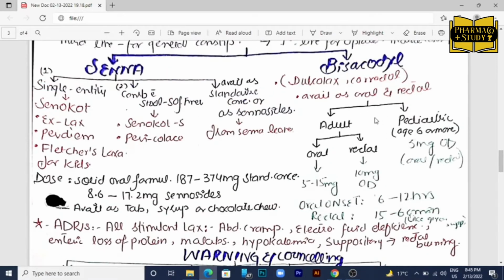Bisacodyl is available rectally, so obviously it will be in the formulation of a suppository. As we have seen in the case of the glycerin suppositories that they cause rectal burning, the same is the case with bisacodyl, it also causes rectal burning. So we have seen the doses, we have seen the adverse effects.